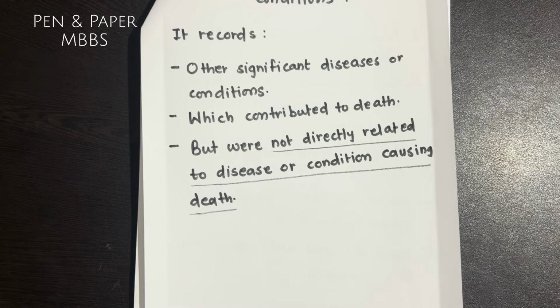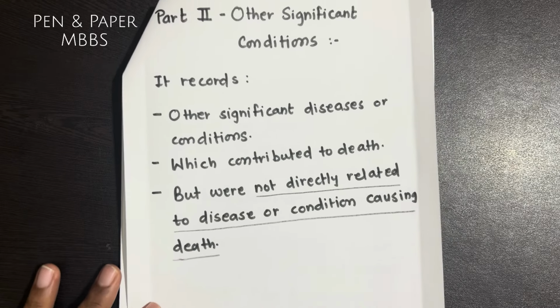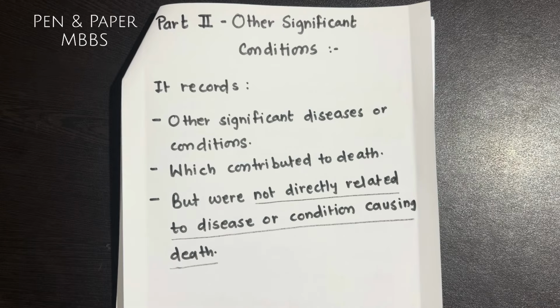Now let us come to Part 2. Part 2 records other significant diseases or conditions which contributed to death but were not directly related to the disease causing death. For example, a patient may die due to pneumonia but also have diabetes. Diabetes is written in Part 2.